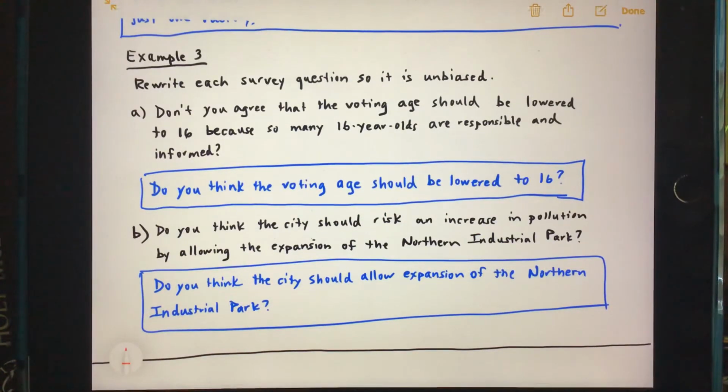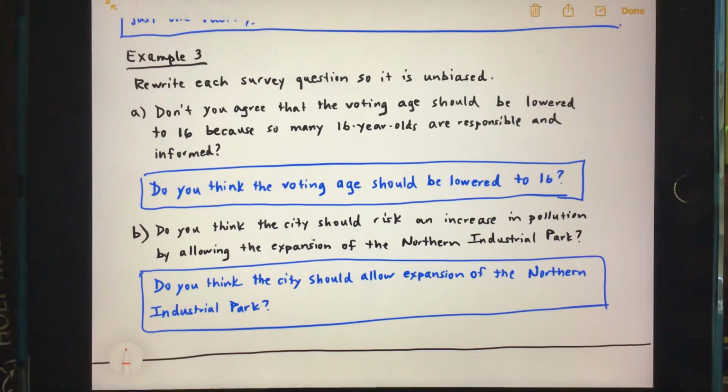In example 3, we're to rewrite each survey question so it is unbiased. Each question in example 3 has been asked in a way that suggests a particular way the answer should come out. On letter A, it says, don't you agree that the voting age should be lowered to 16 because so many 16-year-olds are responsible and informed? Well, that expects the answer, yeah. If the 16-year-olds are responsible and informed, why would we not want them to be voting? So that expects the answer yes, and that's a biased question as a result.